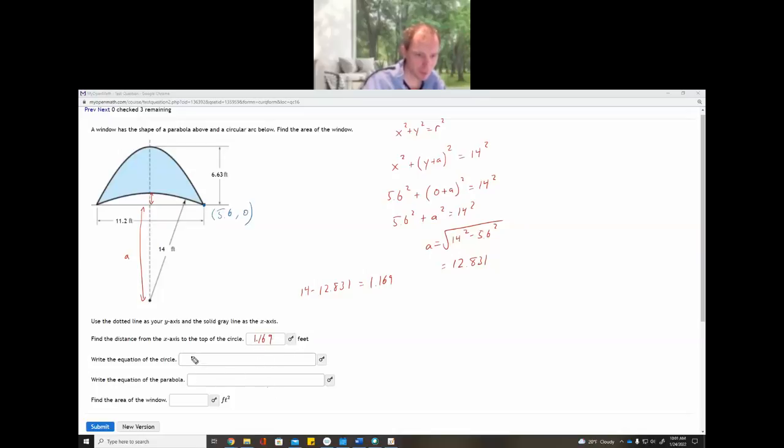Right, so that's my first question. And then the equation of the circle is going to be x squared plus (y plus 12.831) squared equals 14 squared.